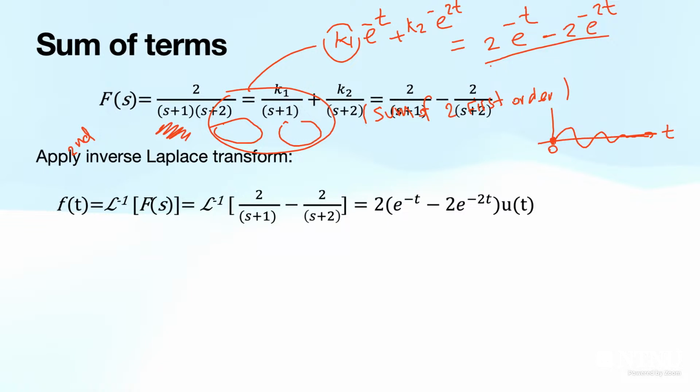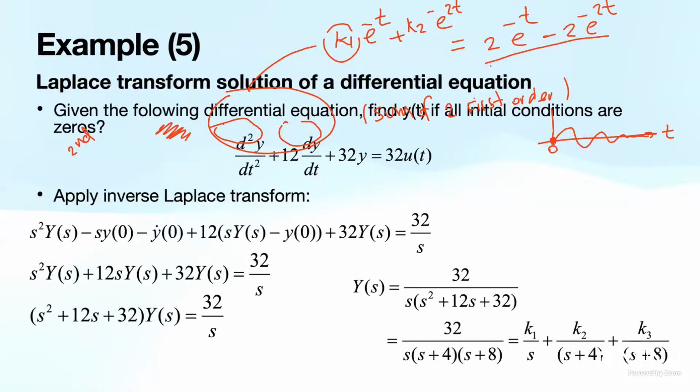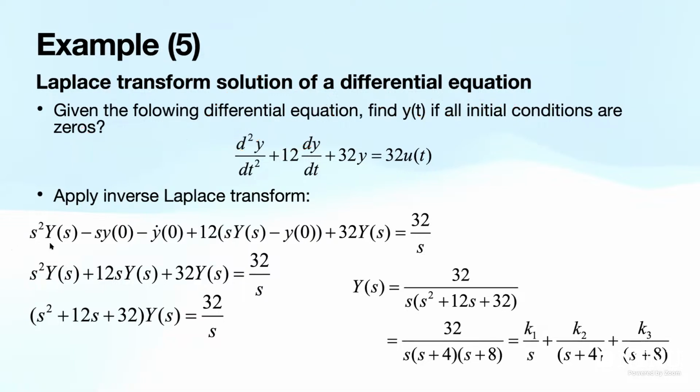Okay, so we will go to the next example, which is example number 5. We need to find the Laplace transform solution of a differential equation. Find y of t if all initial conditions are zeros. Thank you very much, he made it easy for us. We need to find y of t from this equation.